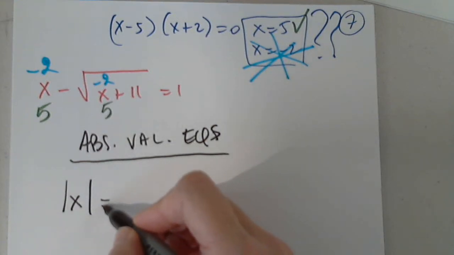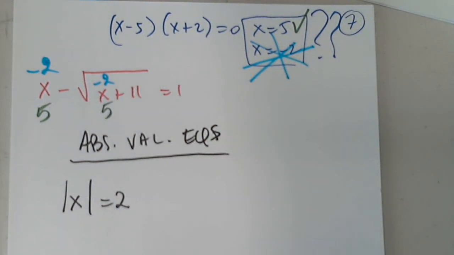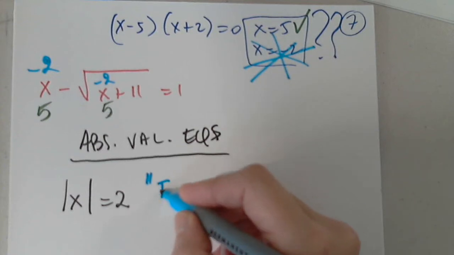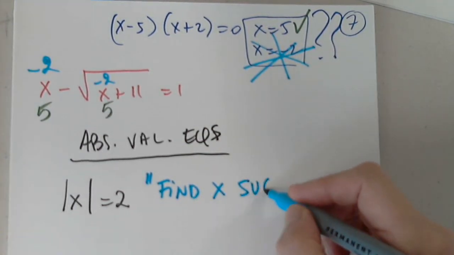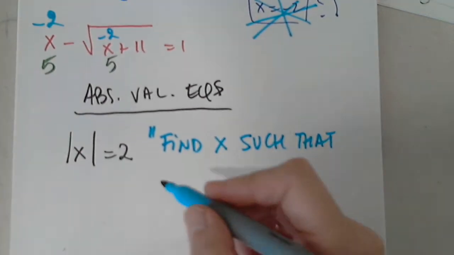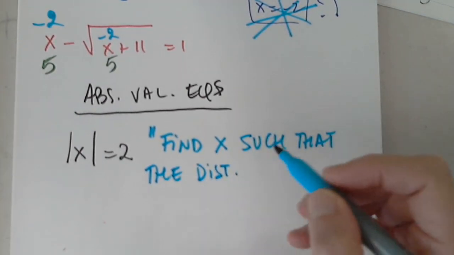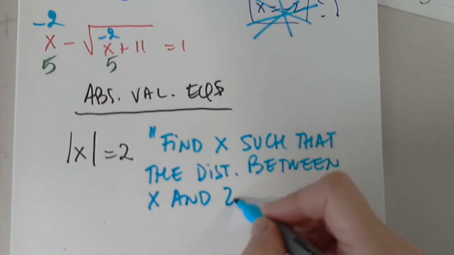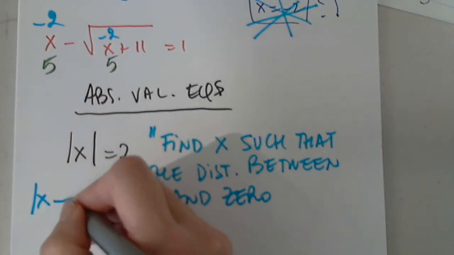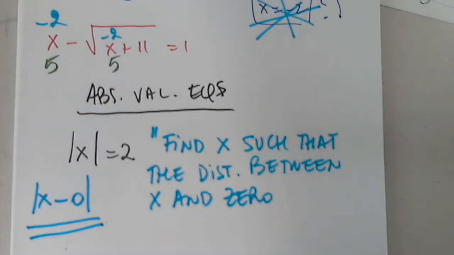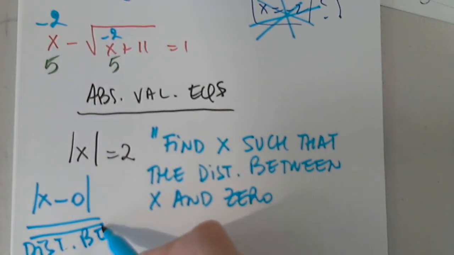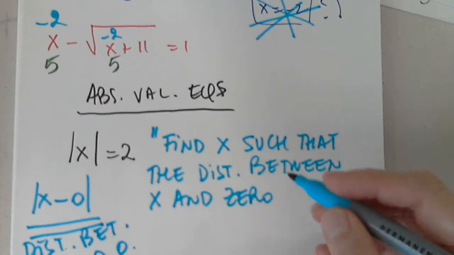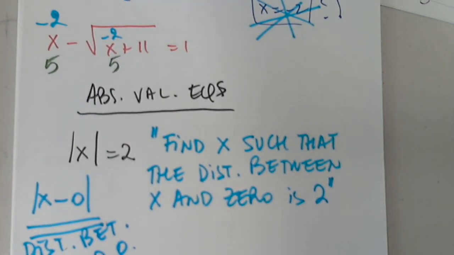An equation like the absolute value of x equals 2. What does this say to me? This says, literally, find x such that the distance between x and 0, because this is basically this. This is the distance between x and 0. Find x such that the distance between x and 0 is 2, or 2 units if you want.